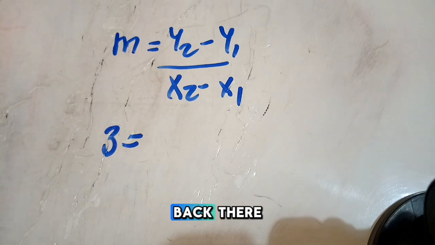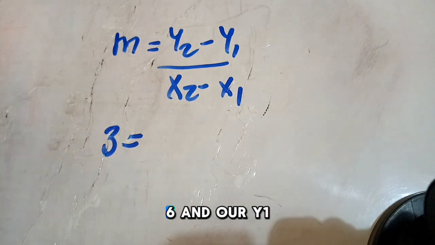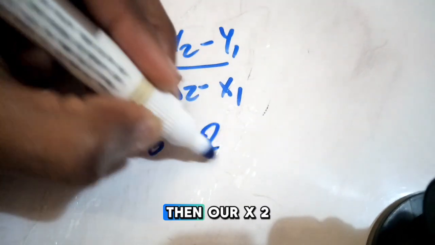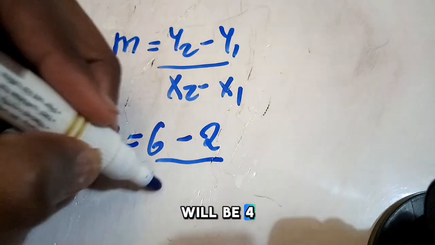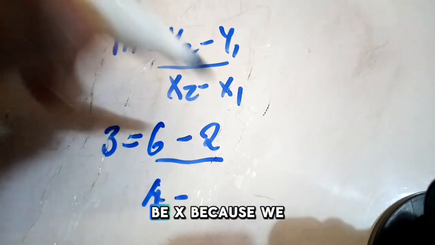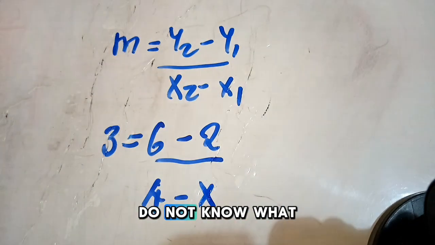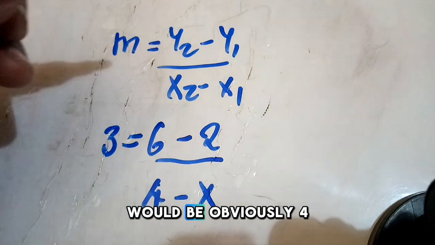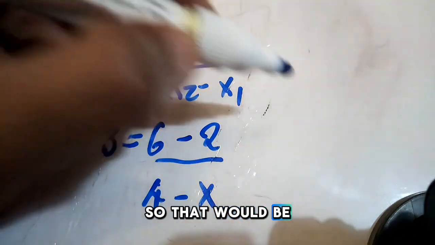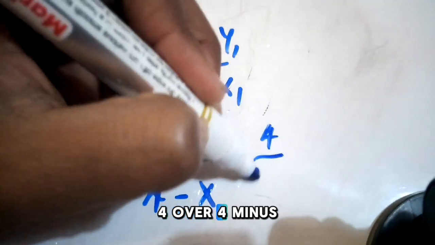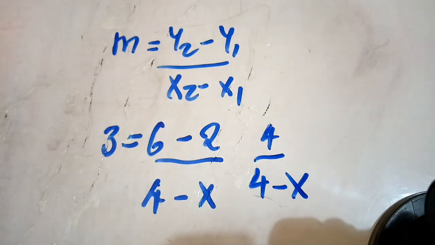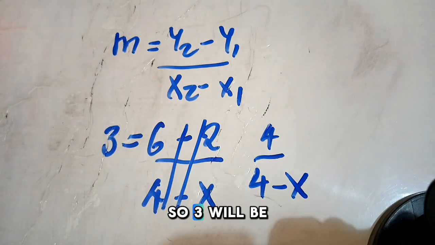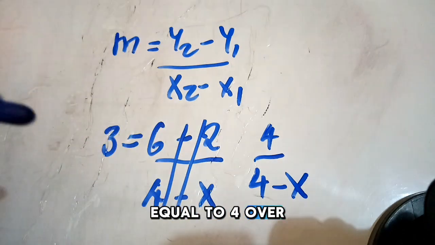So if you go back there, our y2 will be 6, and our y1 will be 2. Then our x2 will be 4, and our x1 will be x because we do not know what that is. Now, 6 minus 2 would obviously be 4. So that would be 4 over 4 minus x. Now let's just forget about this right there. So 3 will be equal to 4 over 4 minus x.